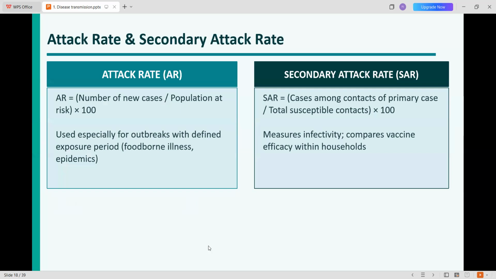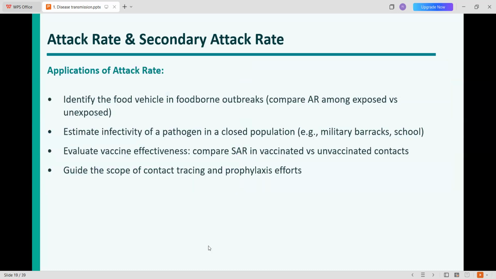Next is the attack rate and secondary attack rate. Attack rate is the number of new cases divided by the population at risk, multiplied by 100. It is used especially for outbreaks with a defined exposure, such as foodborne illness epidemics. Secondary attack rate is the cases among the contacts of primary cases divided by the total susceptible contacts, multiplied by 100. It measures infectivity and compares vaccine efficacy.